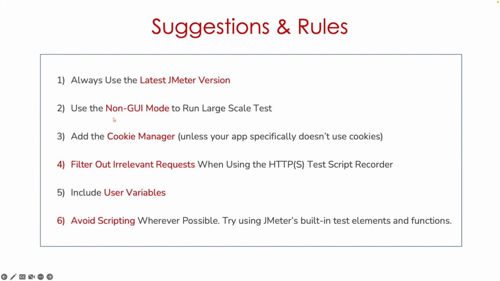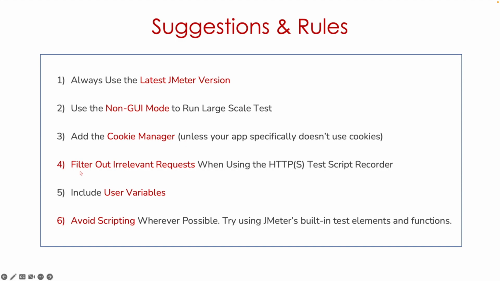Last slide, I want to show you some suggestions and rules on using JMeter. The first one is always use the latest JMeter version, because the latest version fixes some major issues. The second one is use non-GUI mode to run large-scale tests. That's what I mentioned. Number 3, add the cookie manager. Almost every application supports cookies, so we can add a cookie manager to avoid some token issues.